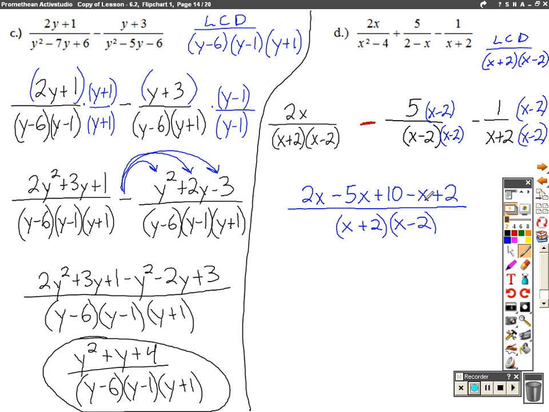Now combining my like terms, 2x minus 5x is negative 3x, minus x is negative 4x, and then my constants give me plus 12 over x plus 2 times x minus 2.